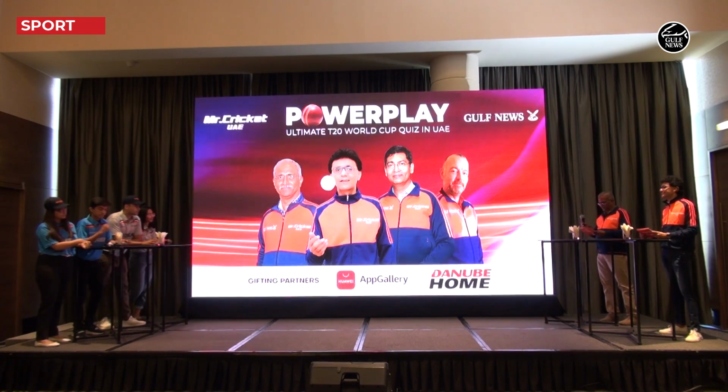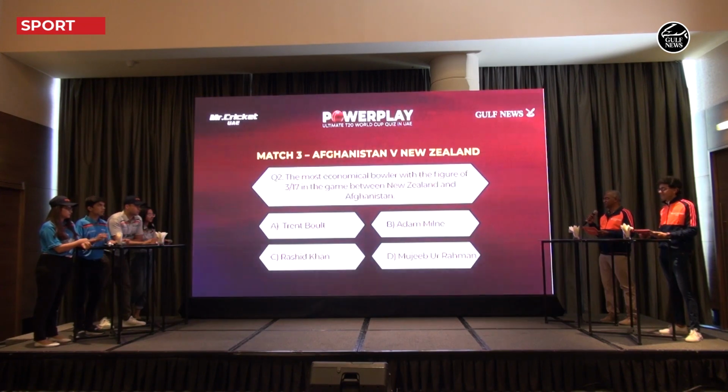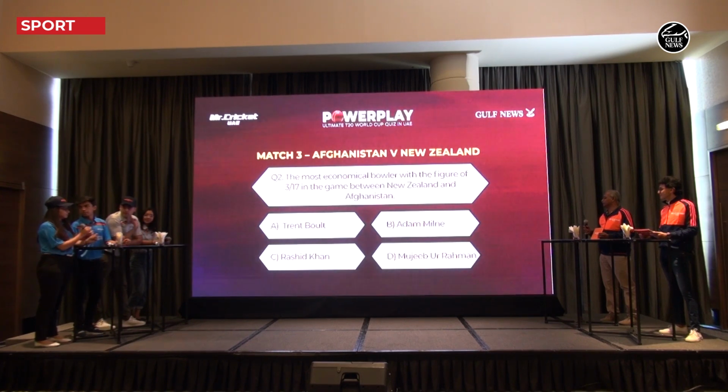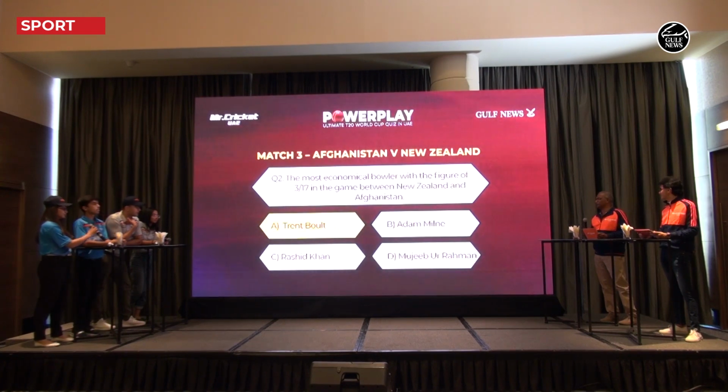So the second question comes to you. This is regarding bowling. Who is the most economical bowler in the match between New Zealand and Afghanistan? The options are A, Trent Boult, second, Adam Milne, C, Rashid Khan, D, Mujibur Rahman. A, Trent Boult. Is that the right answer, Shyam? Yes, it is. But can you tell us what's the figure? It's 3 wickets, 17 runs. Brilliant. Wow.